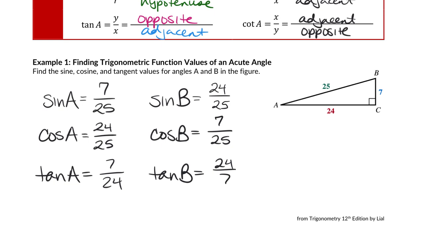Remember, we're looking at B. If we're looking at B, the opposite is 24 and the adjacent is 7. Thank you for making that question, because that is why we have to make sure we're looking at the correct angle. Let me go back to my question I asked out loud.